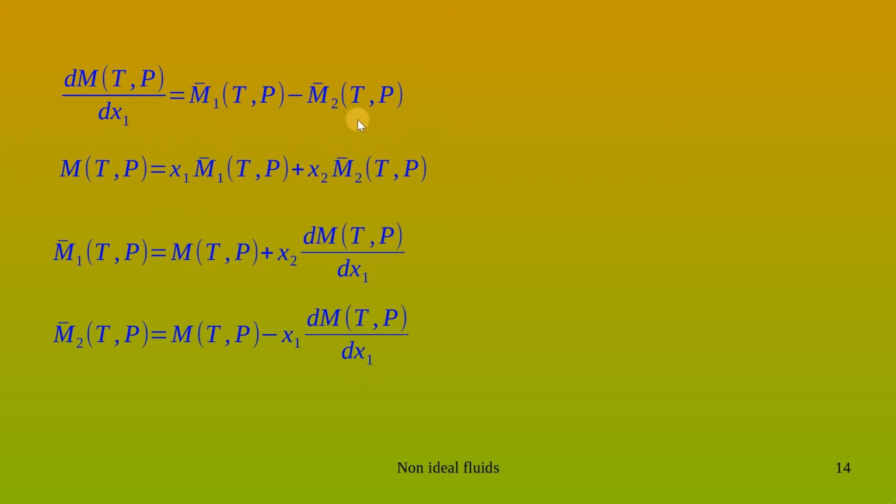and we replace this in the resulting equation, and therefore we get that the partial molar property of species 1 is nothing but the total property plus x2 into dM/dx1, and M2, that is the partial molar property of 2, is equal to M minus x1 dM/dx1. Now if we have an expression for the total molar property in terms of x1 and x2, that is the mole fractions of 1 and 2, we can use this equation to find the partial molar property at each and every point. This is one application of the Gibbs Duhem equation.